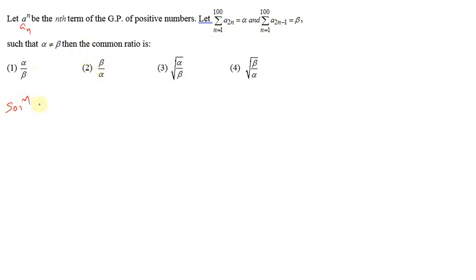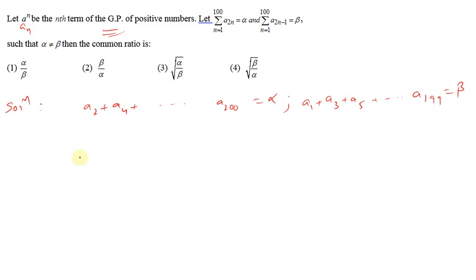Okay, proceed. So let me execute this sigma by putting n equals 1. You are getting a2 plus a4 plus, and so on, a200 is equal to alpha. At the same time, for the next one, n equals 1, a1 plus a3 plus a5 plus, and so on, up to a199 is equal to beta. You are getting like this. Now all the terms are in GP.